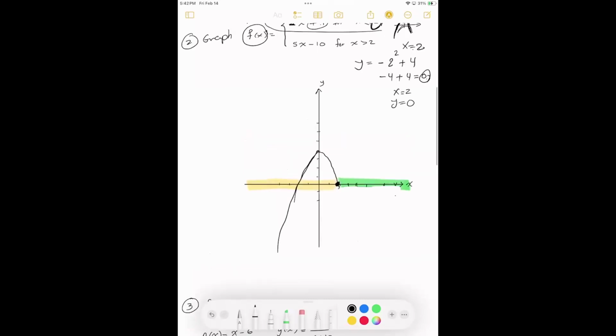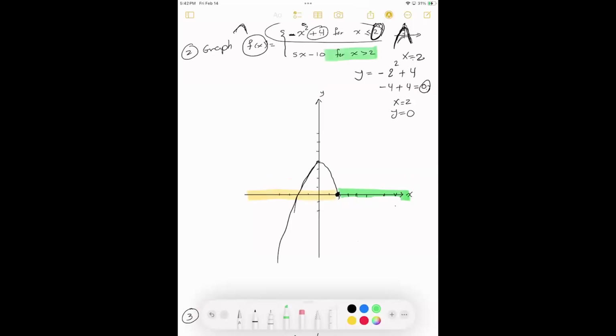For the green x's, I'm supposed to have this other function. So I want to graph this linear equation. How do I graph that linear equation? Very easy. I say y is equal to 5x minus 10. Let me pick a number for x. One of the numbers you pick for x should be this one, 2, the endpoint. Substitute it for x and find the corresponding y.